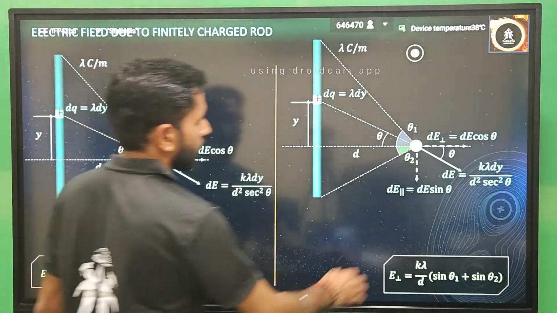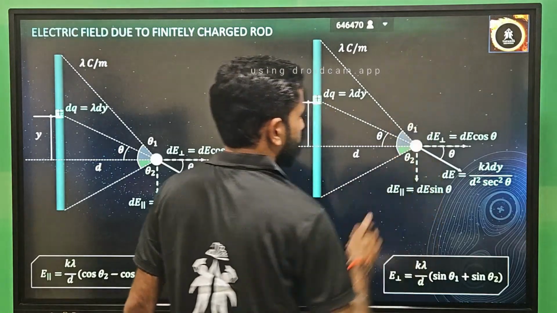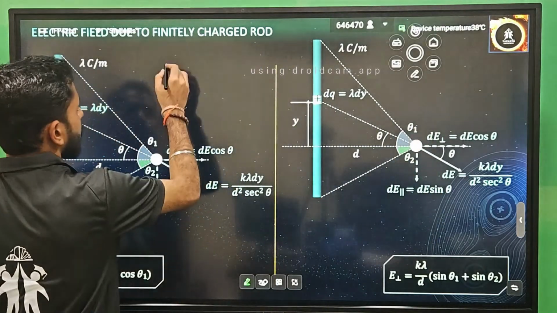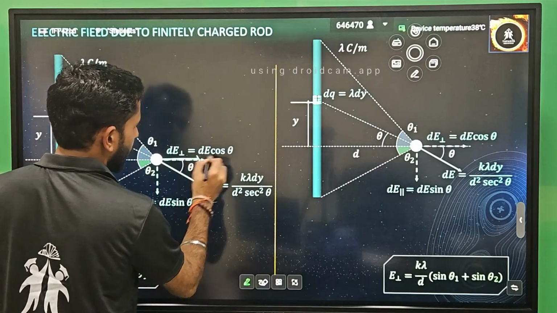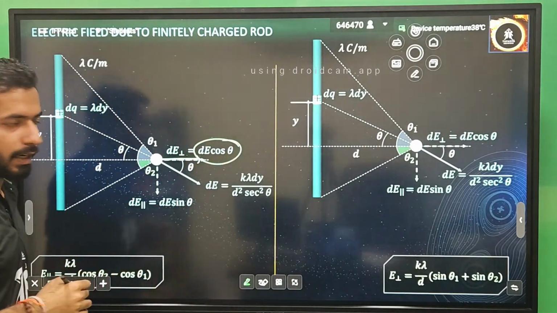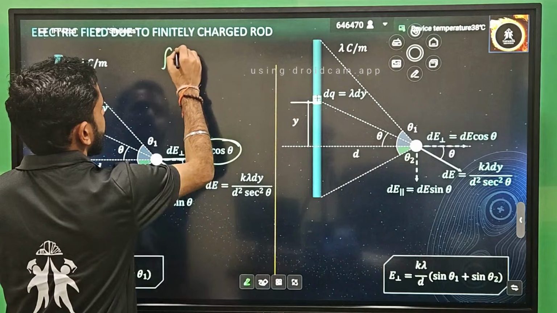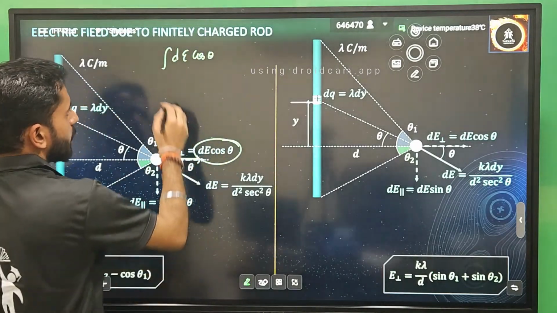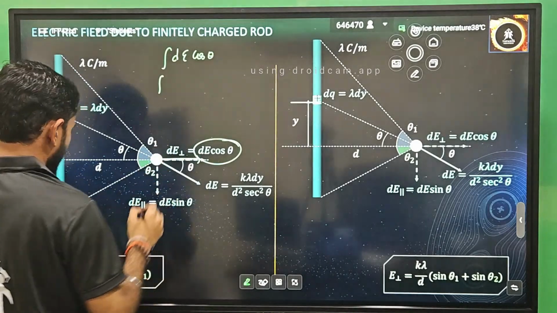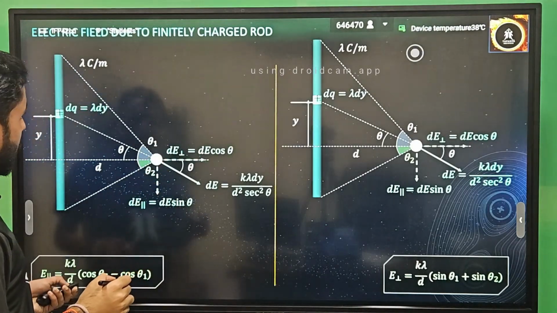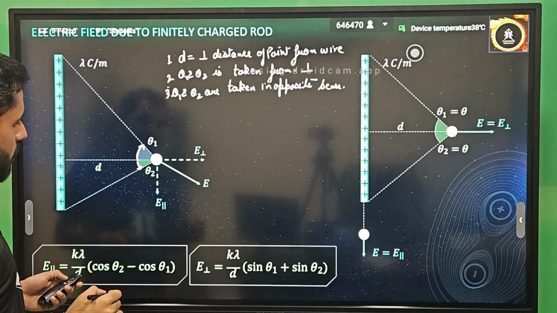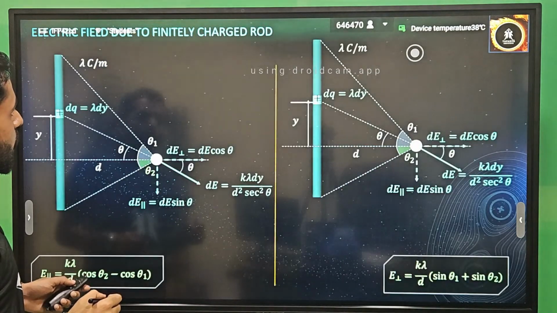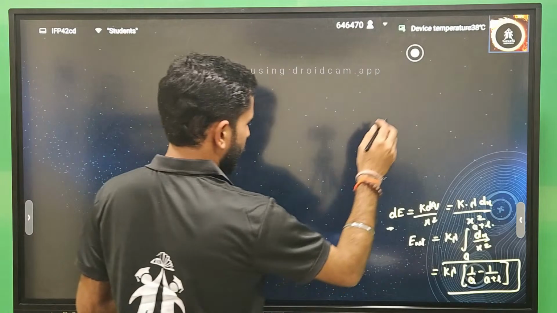Now what about the second part? If you remember, now we have to integrate. Now it will be easier if you understood the first part. I am doing it here only. You remember this component was what? dE cos of theta. That means now we have to integrate dE cos of theta. Let's understand this also. I am doing it here only in the left spaces. Let's do the second portion here.